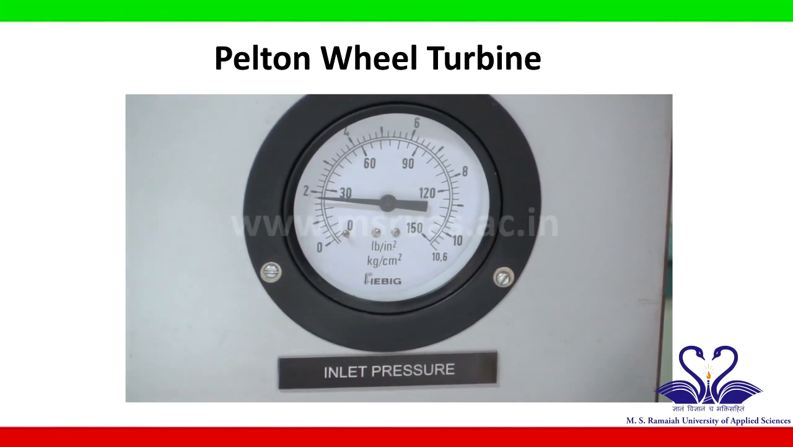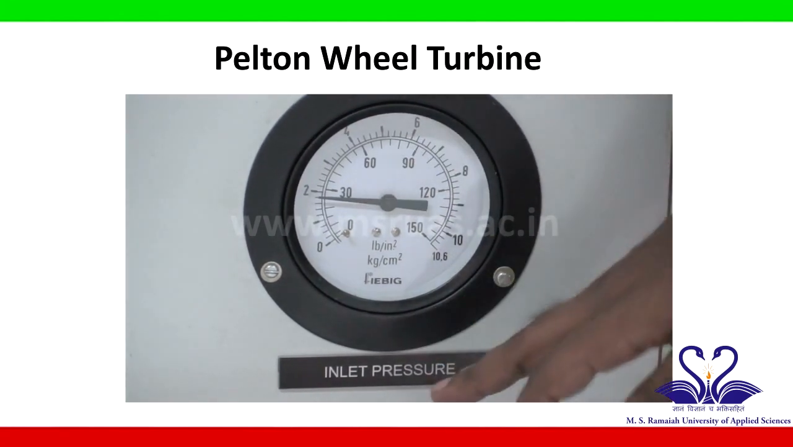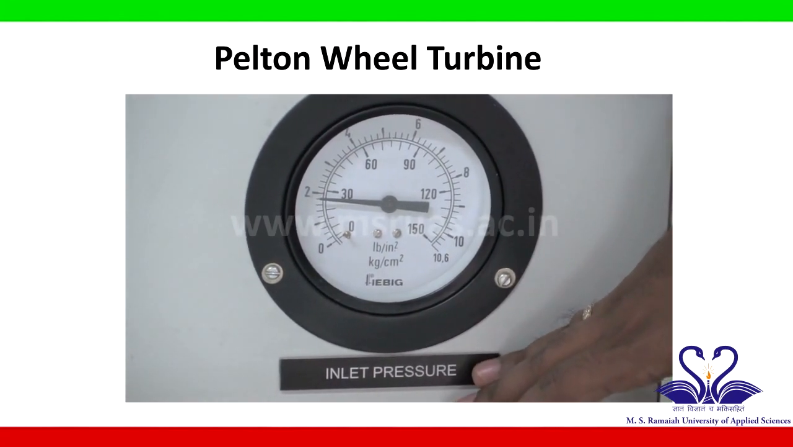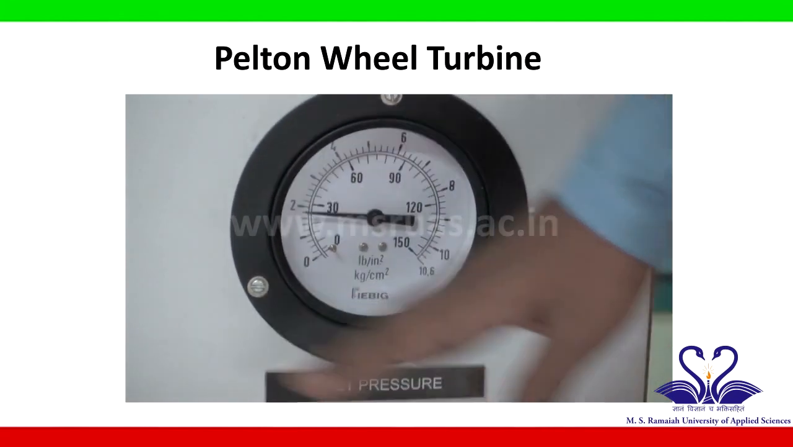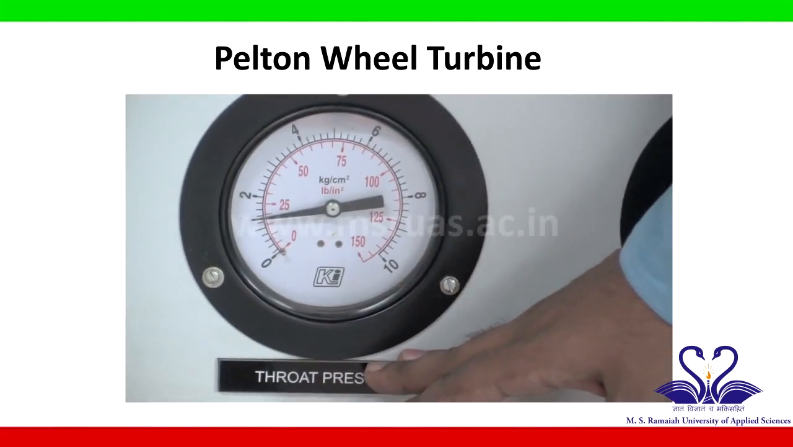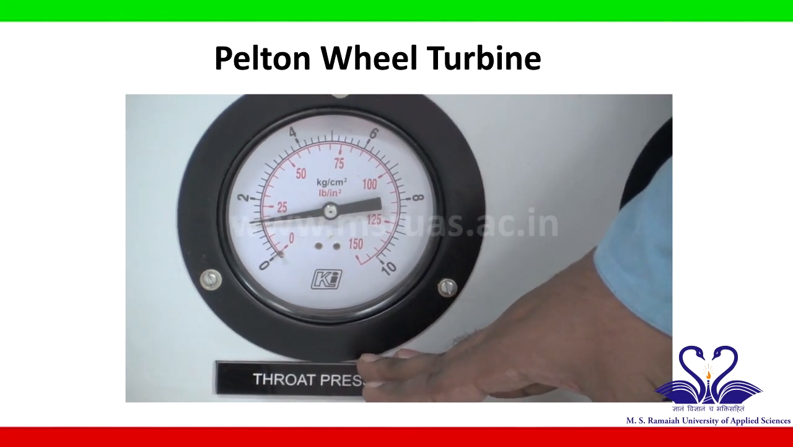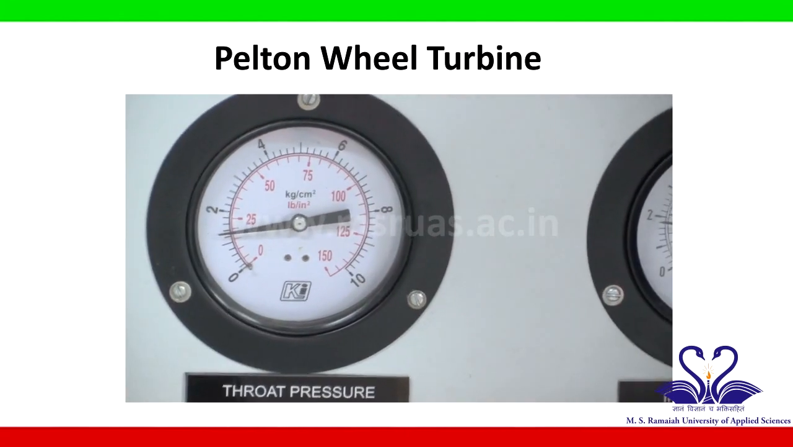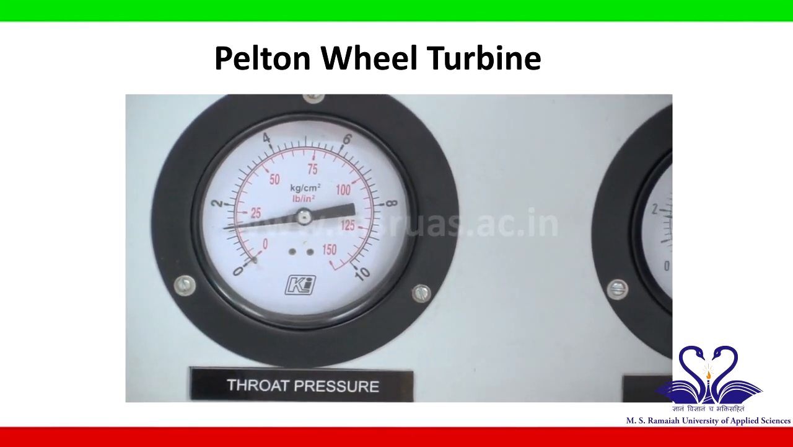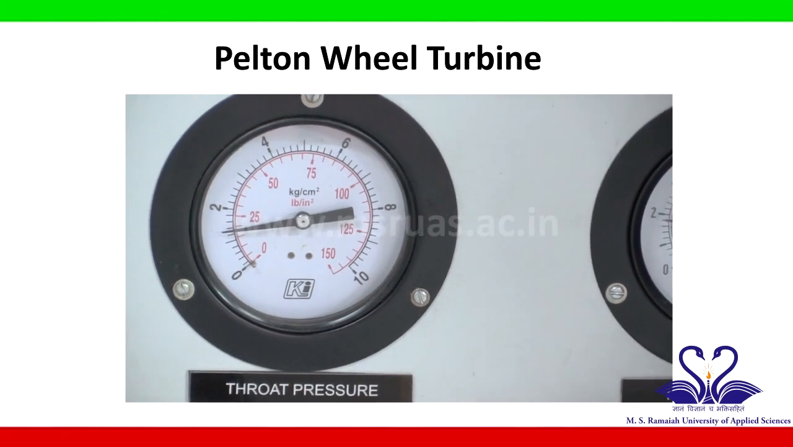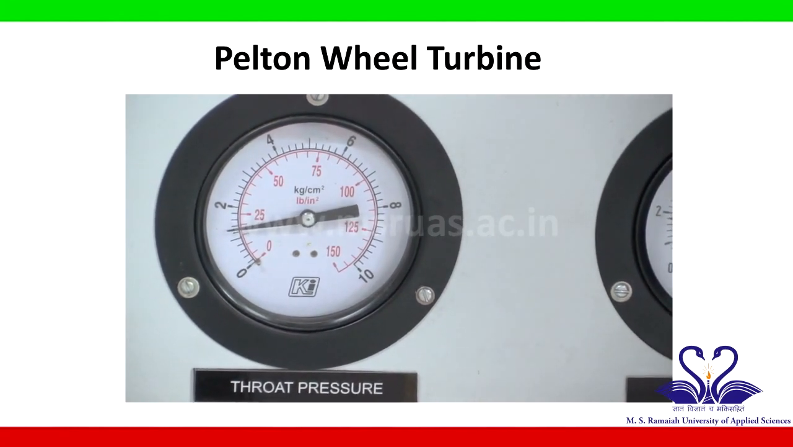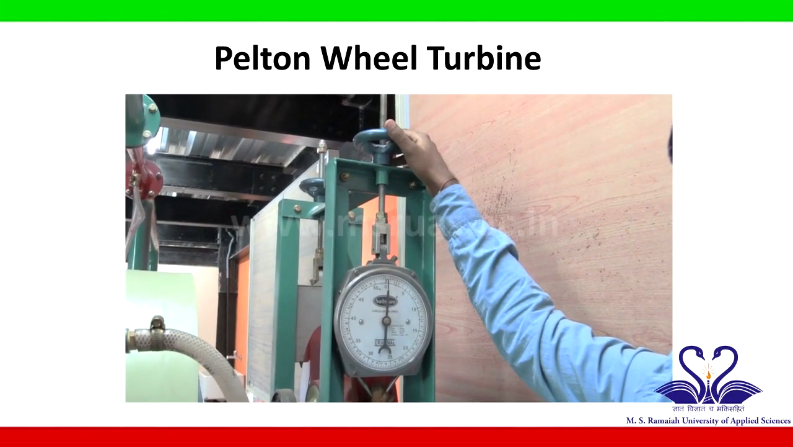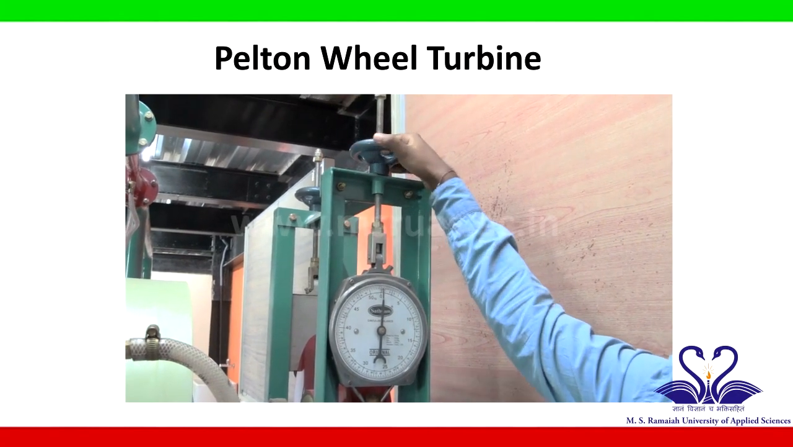Completely open, and we can see that the venturi inlet pressure is showing a value of 1.8 kg per centimeter square. Also, the throat pressure is showing a value of around 1.3 kg per centimeter square. Using these values, we can calculate the discharge of the fluid through the line, and also we have to maintain the inlet head to the Pelton wheel. We shall now apply the load on the brake drum by rotating this wheel.